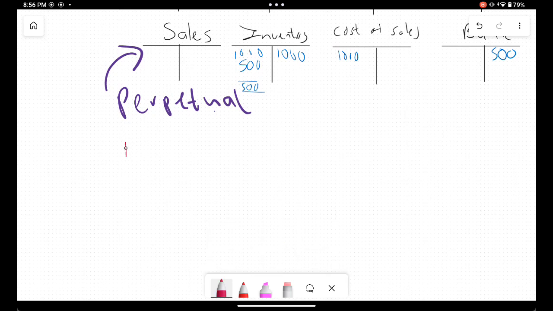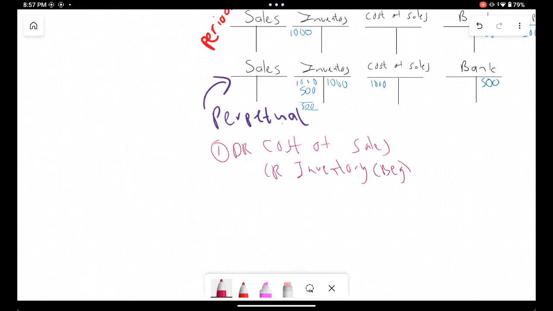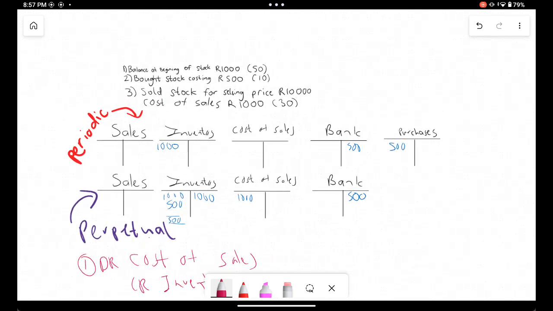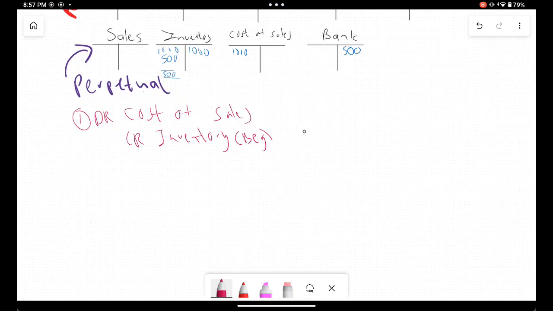Right. The first transaction, you're going to say debit cost of sales and credit. Now you might be thinking what we're going to credit. We're going to credit the inventory balance at the beginning. So I'm just going to put inventory beginning, right? You know what I mean? And let's see what the amount is. The inventory balance at the beginning was 1,000 rand, right? So obviously 1,000.